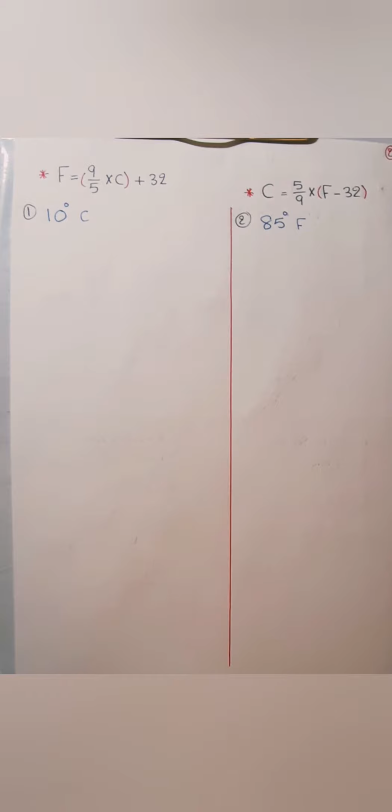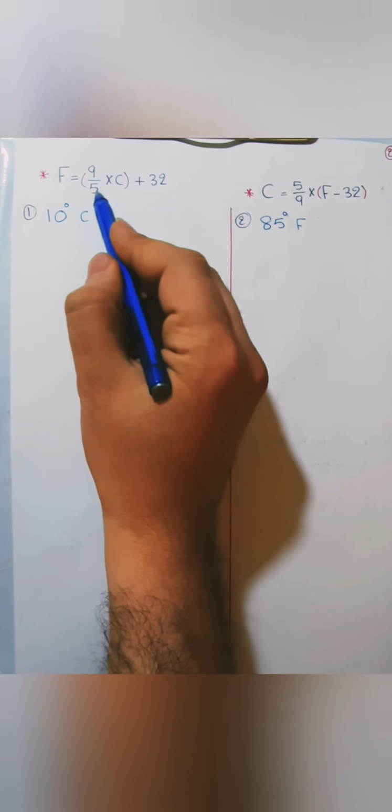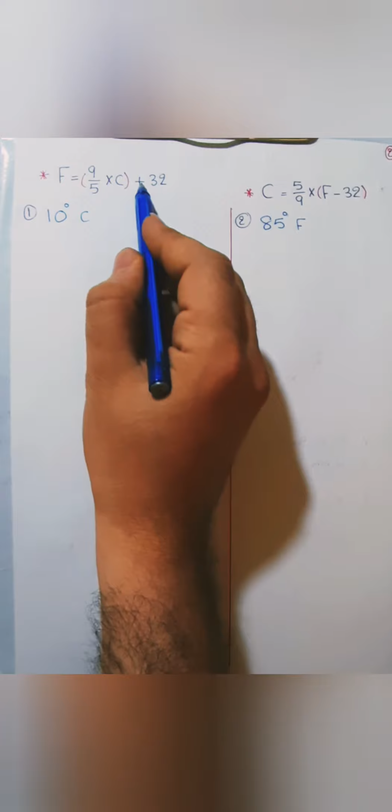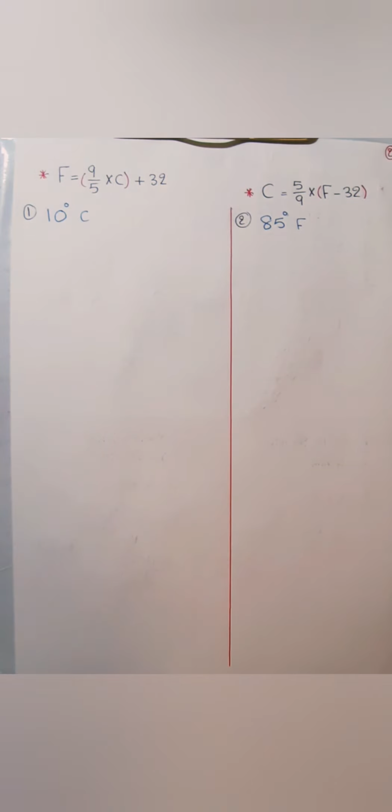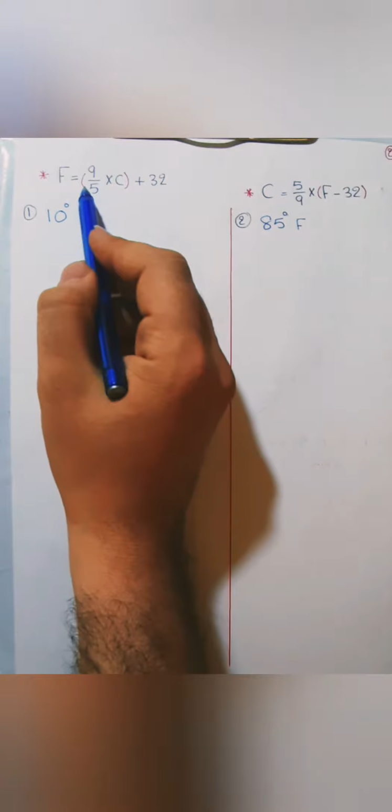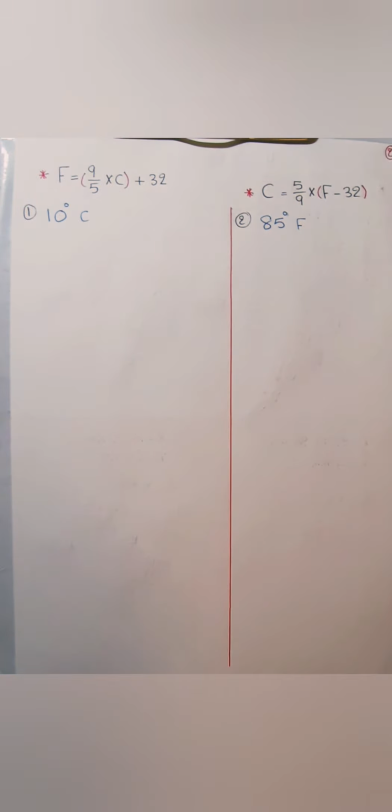Another rule: we have Fahrenheit and Celsius. The rule for Fahrenheit is 9 out of 5 times C plus 32. When we want to change Celsius degrees to Fahrenheit, we have to use this rule.